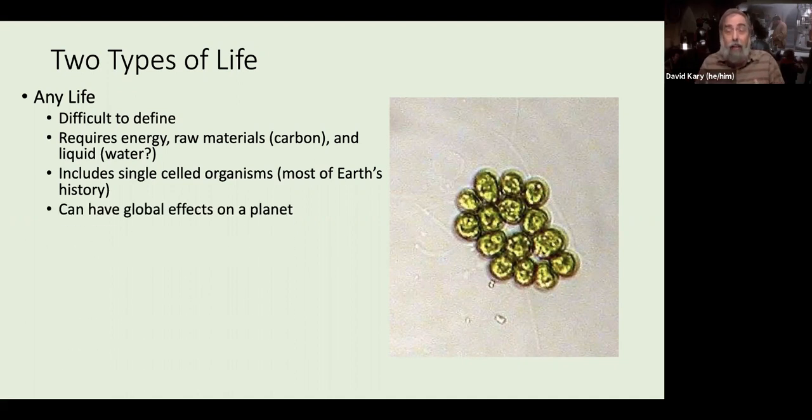But single-celled organisms can have global effects. That certainly happened on the Earth. The oxygen we're breathing is a direct result of that. So you don't want to underestimate these things just because they're small. You definitely want to look at this as a thing that can affect an entire world, which is why we think we have a chance of finding some of these.